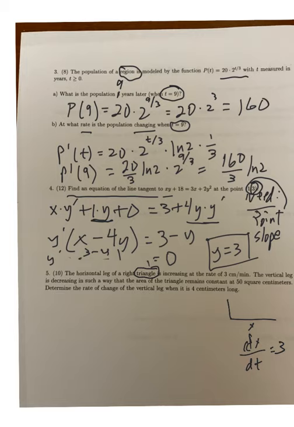The vertical leg, call it y, is decreasing in such a way that the area remains constant. So it appears that area is an important thing. And notice it's 50. So area is constant. So how can I relate x and y in an equation? So step 1 is right here, reading the problem. Step 2 is identifying the variables. We have one more to do, and that is which derivative are we looking for, and it's dy dt.